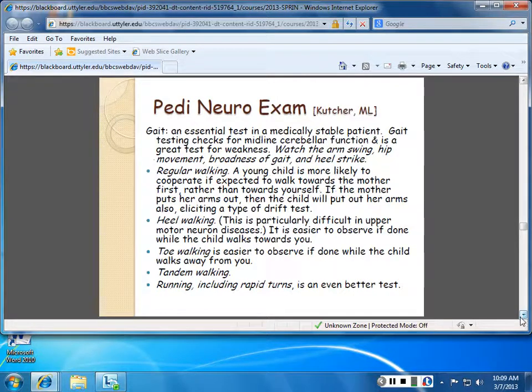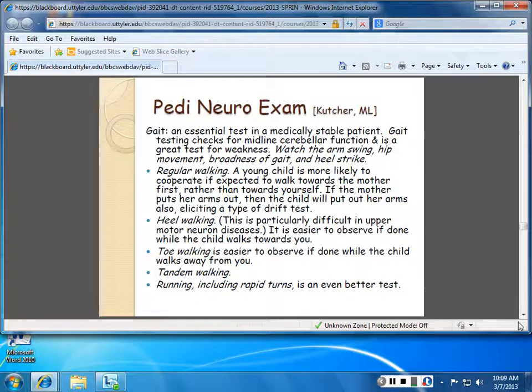Gait is always an essential test in a medically stable patient. If the kid is sick, you're probably not going to do it. But gait tests midline cerebellar function, and it's a great test for weakness. Watch the arm swing, the hip movement, the broadness of the gait, and heel strike.